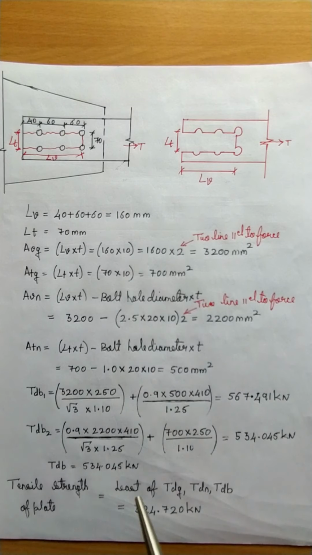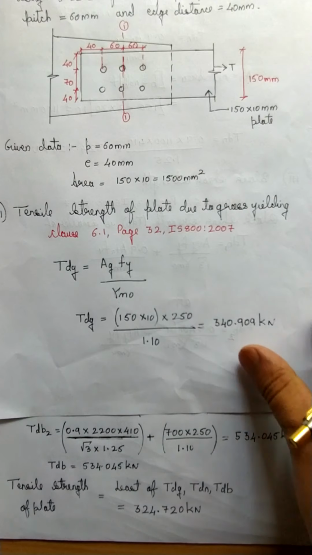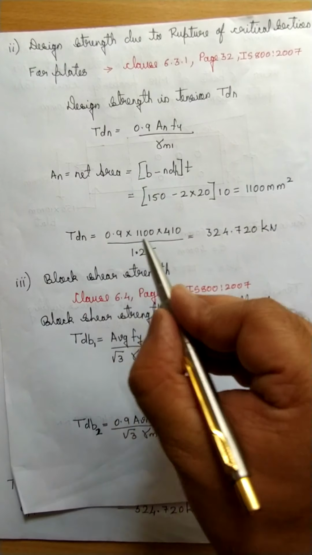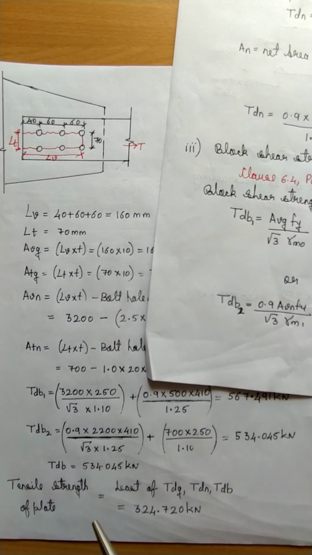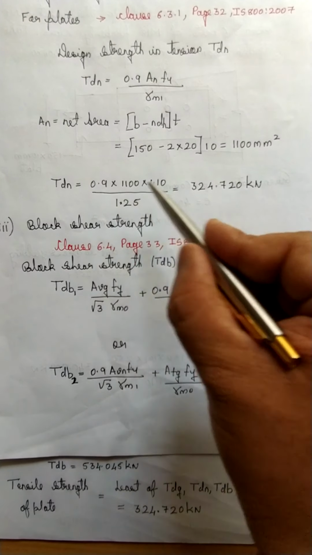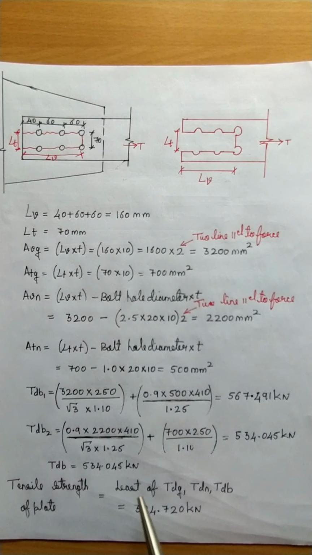So, the tensile strength of the plate is given by the least of TDG, that means gross yielding, TDN due to the rupture of the critical section, and TDB due to the block shear. So, let us see what are the values. In TDG we got it as 340.909, TDN we got it as 324.720, TDB we got it as 534.045. So, we can clearly see that the least value is working out to be TDN's value, that is 324.720 kilonewton. 324.720 kilonewton is the tensile strength of the plate.